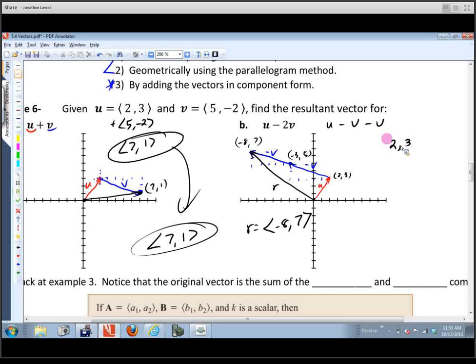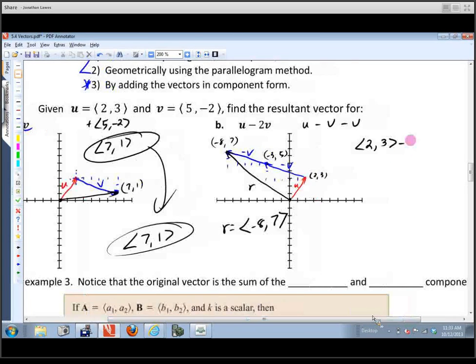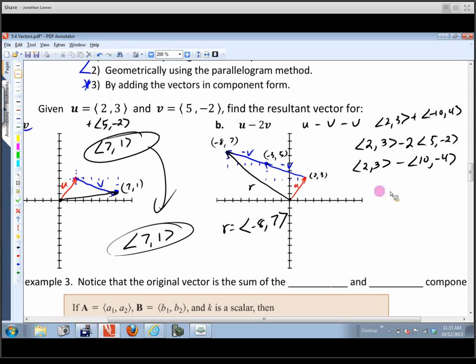(2, 3), and then we're going to subtract in component form (5, -2). So this is going to be (2, 3), and then I'd subtract, this would be (10, -4). Suppose you wanted to distribute that through and make that (2, 3) plus (-10, 4), that would be okay. Either way, we're going to have 2 minus 10, that's going to be -8, and then 4 minus a minus 4, so that's going to be 7. So same answer either way.